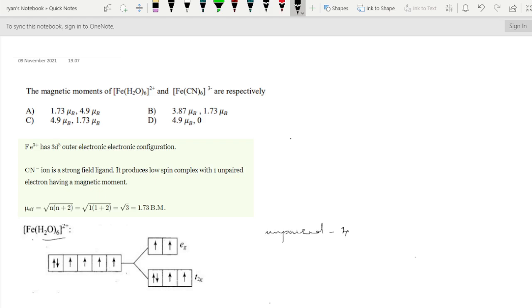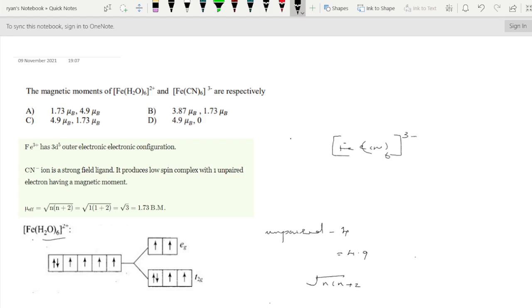Therefore the magnetic moment will be equal to 4.9. You can substitute in this formula: root of n into n plus 2. If you substitute 4 in this equation, you will get 4.9. The next is [Fe(CN)6]3-. Here the CN minus ion is a strong field ligand. It produces a low spin complex.